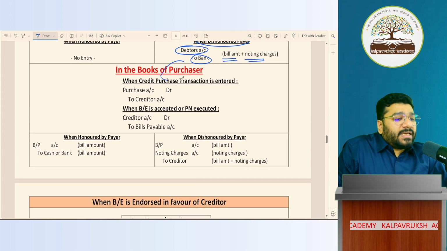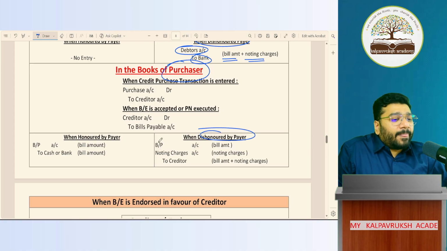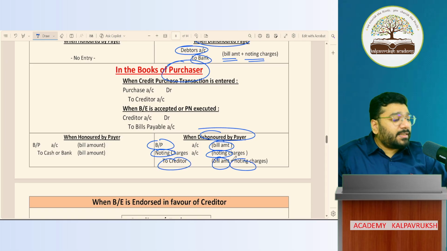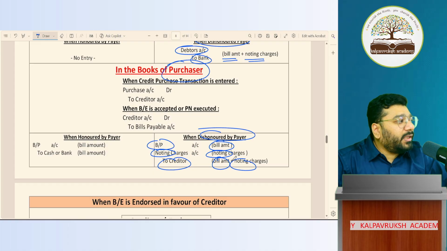So in the books of the purchaser, what is the dishonourment entry? BP has to be cancelled. Noting charges is a new expense, debited. In total, how much have we supposed to pay to the creditor? Bill amount plus noting charges put together, full 51,000 rupees. Okay, not okay.